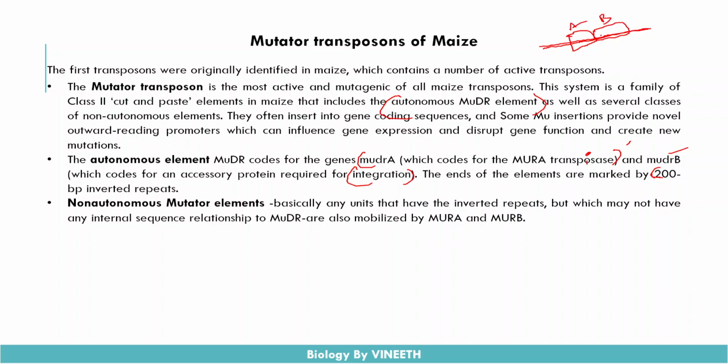So these two genes are flanked by 200 base pair inverted repeats, which run in opposite directions like this. Here we have one inverted repeat, and here we have another inverted repeat. These two inverted repeats will be oriented in opposite directions, and they are present on either side of gene A and gene B.